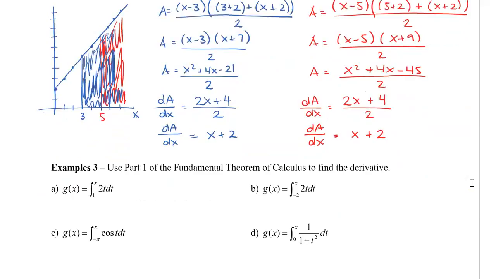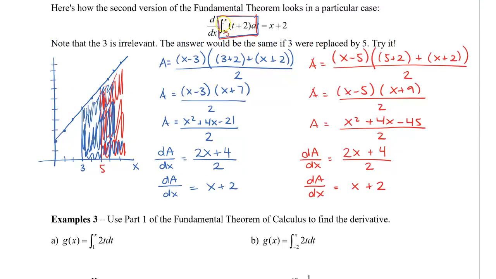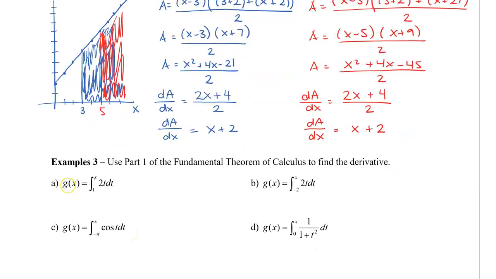All right, to finish off, what the fundamental theorem of calculus part 1 says is that all I need to do is take my x and plug it into the variable t, or whatever we call that variable. So in this first example, we take x and plug it into t, so g prime of x would equal 2x. And if we take the second one here, g prime of x would equal cos x. Like I said, it doesn't matter what the lower limit is. We just have to take the x and plug it into t.